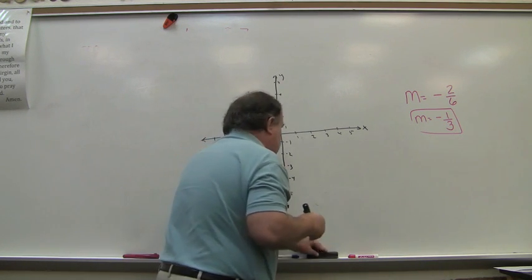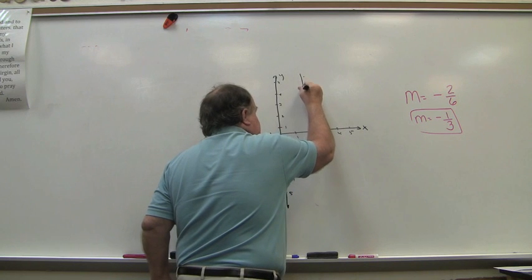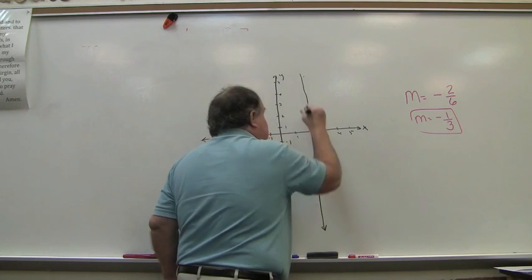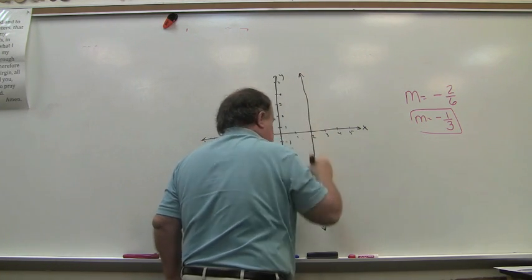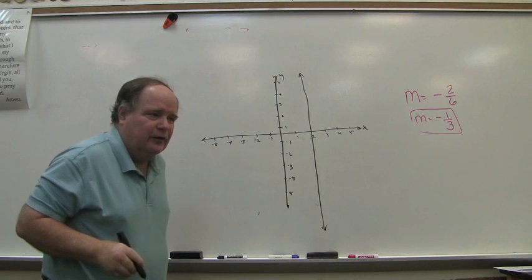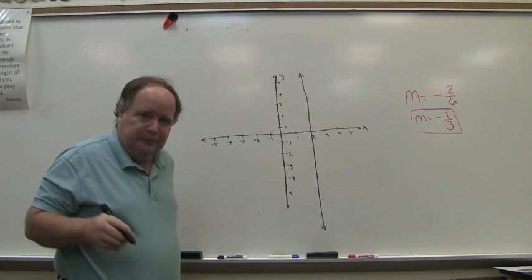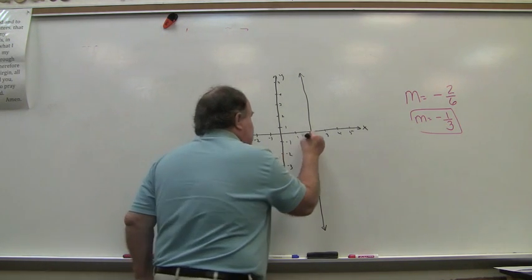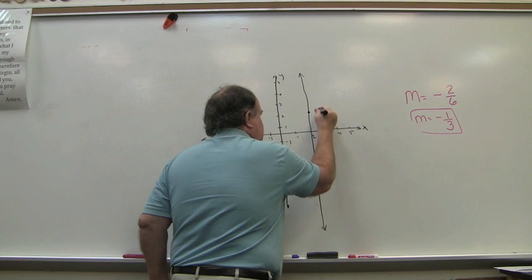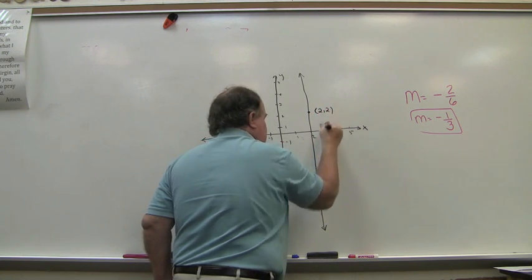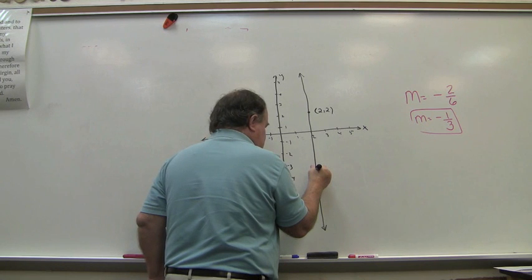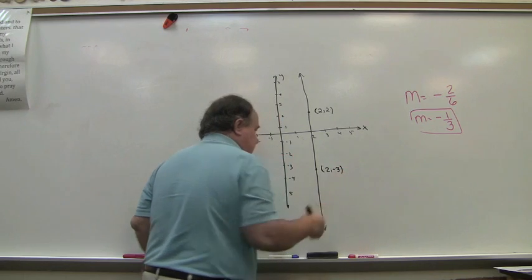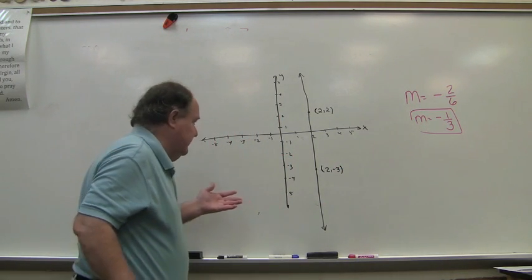Okay, what if I had a vertical line? Let's just say this line is passing through 2. Vertical just means that it's up and down, this way. How would I figure the slope of a vertical line? Well, the first thing we need to do is get 2 points. Here's a 2 and a 2, so I'd have 2, 2. And let's get a point down here. How about 2, negative 3? This is quite easy because we know what the slope formula is.